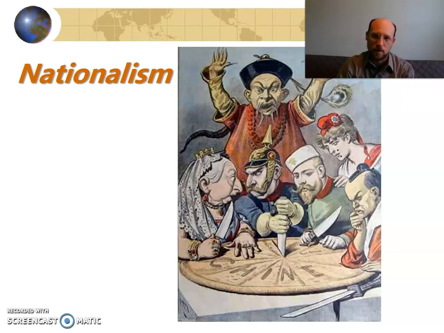This political cartoon, for example, shows Germany, Britain, Russia, France, and Japan carving out parts of China for themselves, trying to take the best pieces. And so this competition between different nations also drives nationalism. If one country has an empire or a colony, then its neighbor is going to want the same thing.